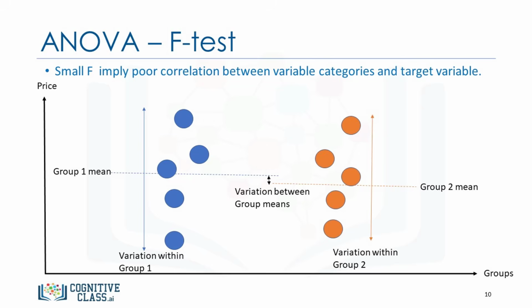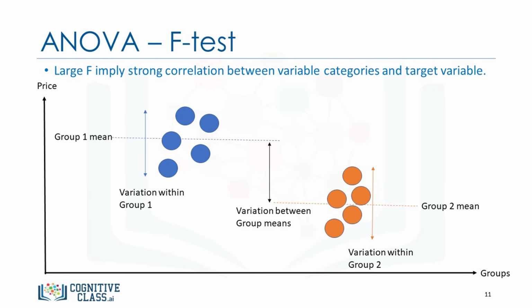This diagram illustrates a case where the F-test score would be small, because, as we can see, the variation of the prices in each group of data is way larger than the differences between the average values of each group. Looking at this diagram, assume that Group 1 is Honda and Group 2 is Subaru. Both are the make feature categories. Since the F-score is small, the correlation between price as the target variable and the groupings is weak.